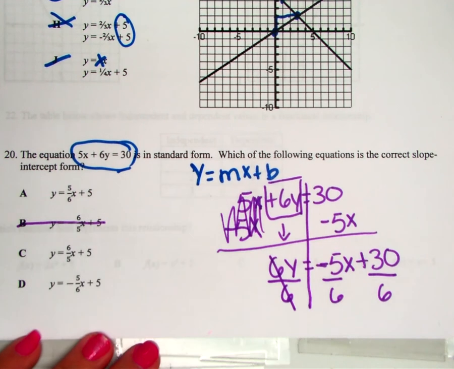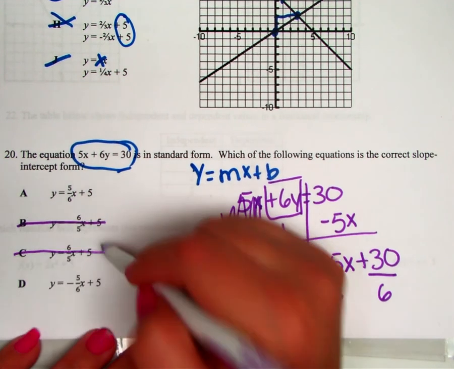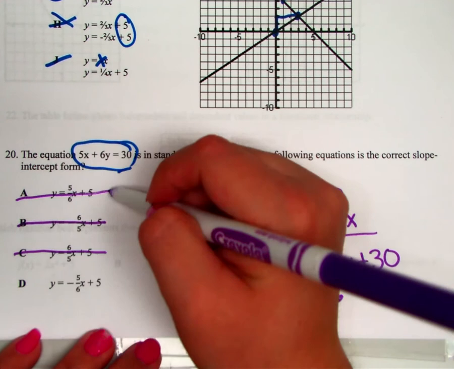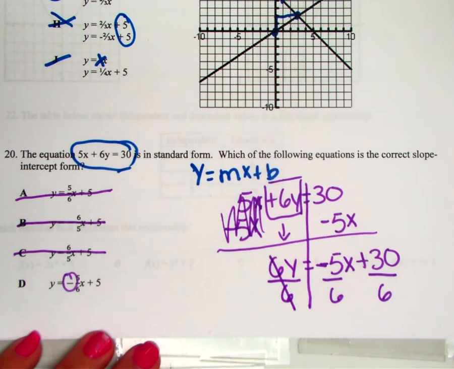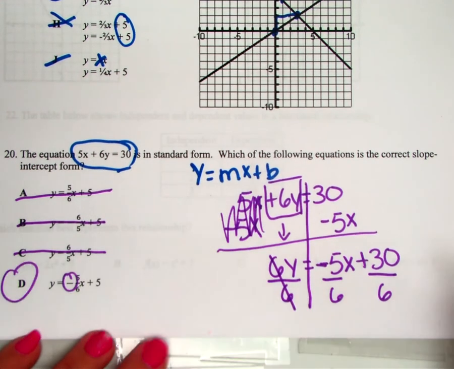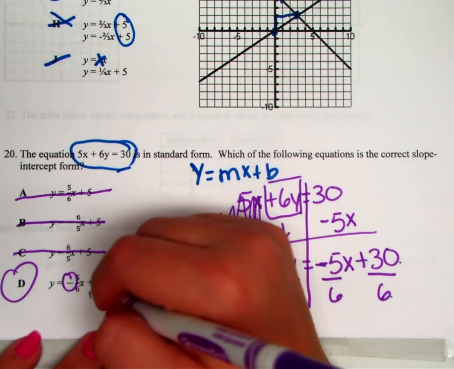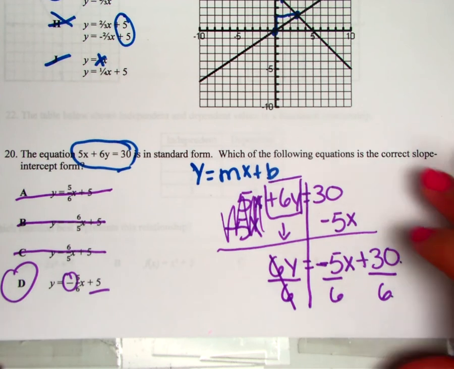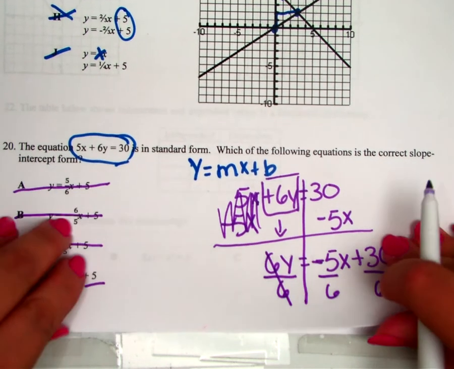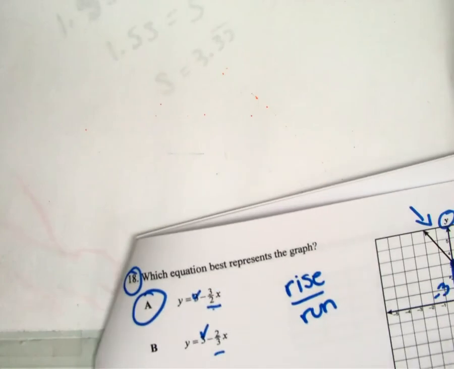So we can cross out B, cross out C, and cross out A, because this is the only one with the negative 5 over 6. But let's double check. How many times does 6 go into 30? 5 times. So yes, that's the correct answer. Alright, let's look at the next problem.